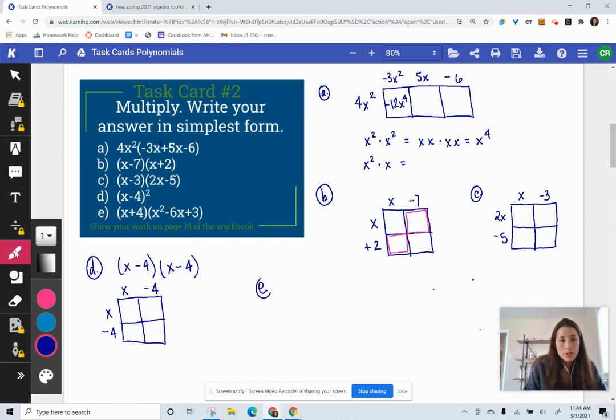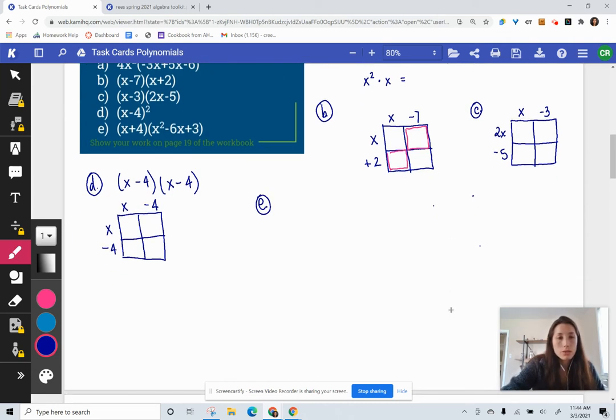And then on your last question here, we have 2 terms that's being multiplied with 3 terms. So you can do a 2 by 3 box, a 3 by 2 box, it doesn't matter. But you want to do that so you can make sure that you're multiplying all the pieces by each other. So I've got x plus 4, that's 2 terms, so we'll put that along one side here. And then we've got x squared minus 6x plus 3. So you're going to want to make sure you multiply all of the pieces inside the boxes here, and then making sure that you combine any like terms at the end.